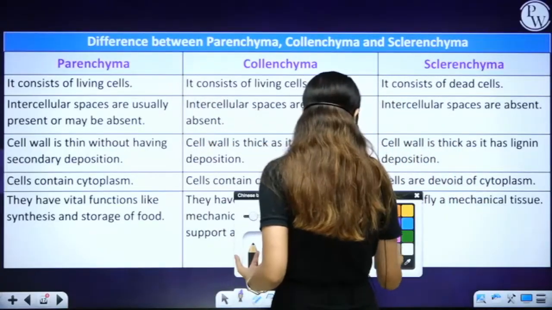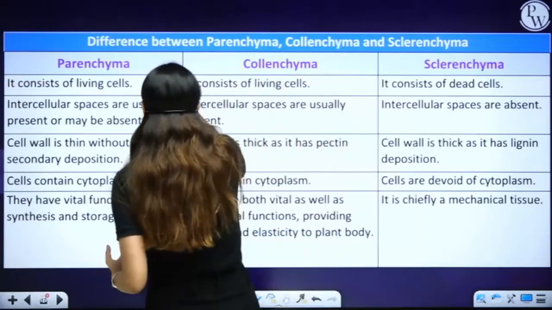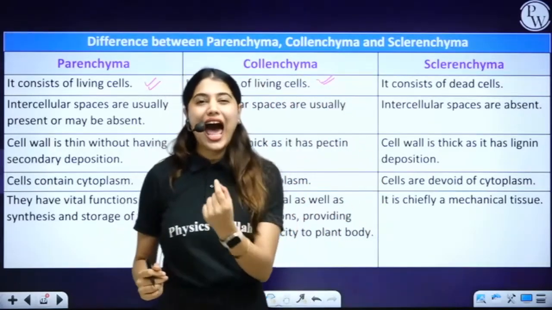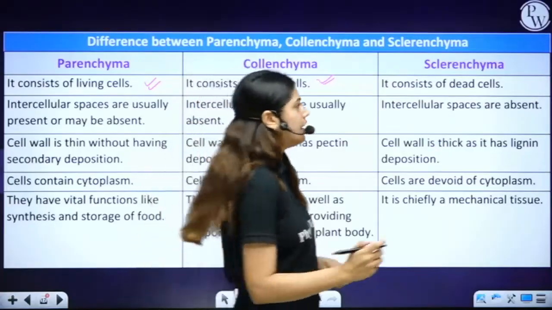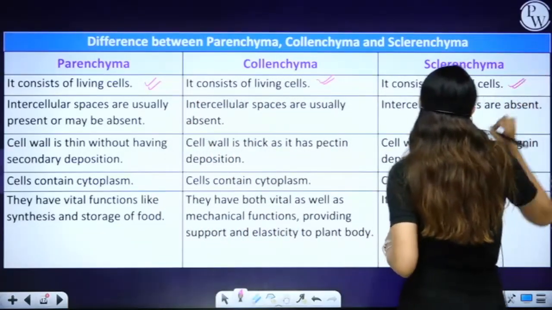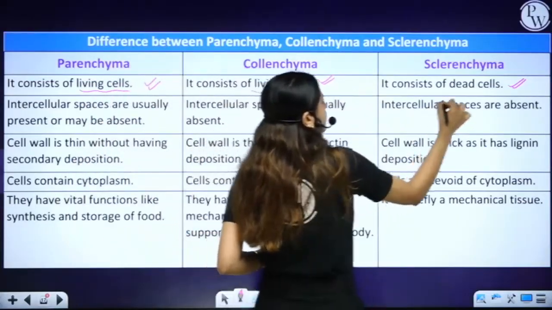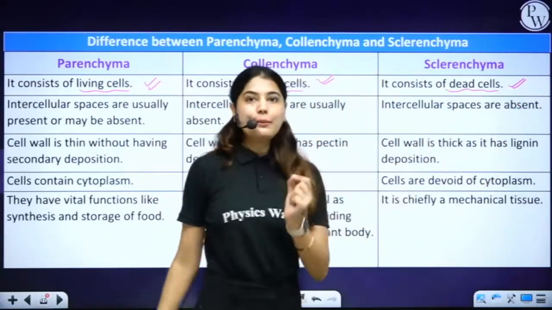The cells present in parenchyma are living. In collenchyma also we have living cells, but sclerenchyma have dead cells, right? Parenchyma living, collenchyma living, sclerenchyma dead. Then about the cell wall.